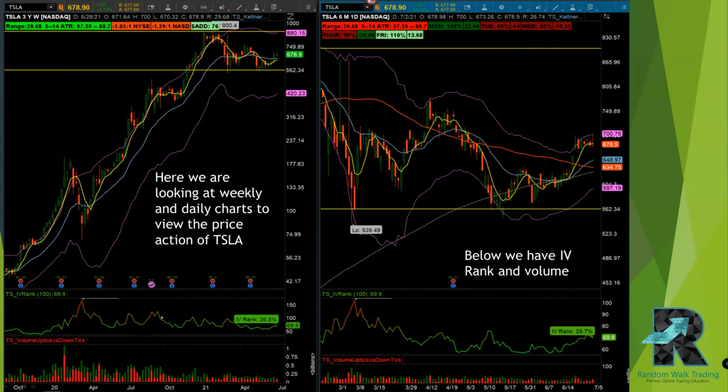And then we have a little IV rank chart. This little squiggly line here is the IV rank as it wiggles up and down. And then we have volume down at the bottom. So just to get a perspective of what Tesla may be doing, and then we can craft a trade from that.